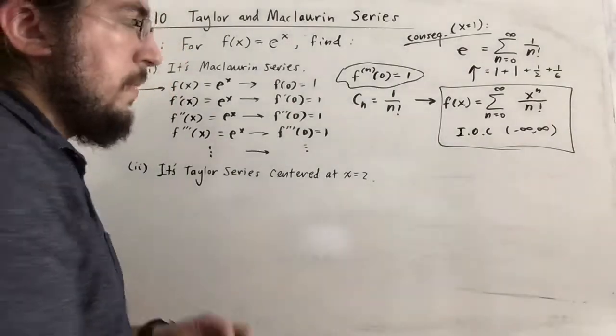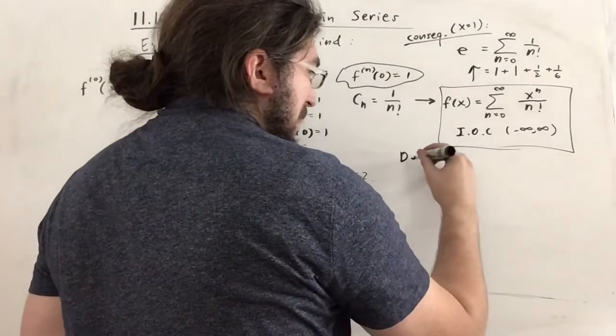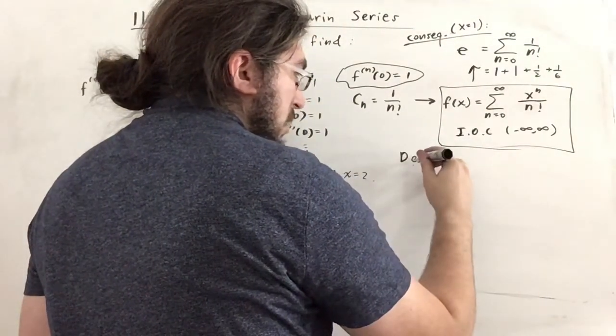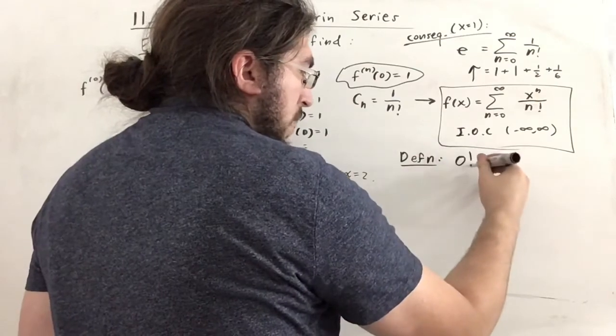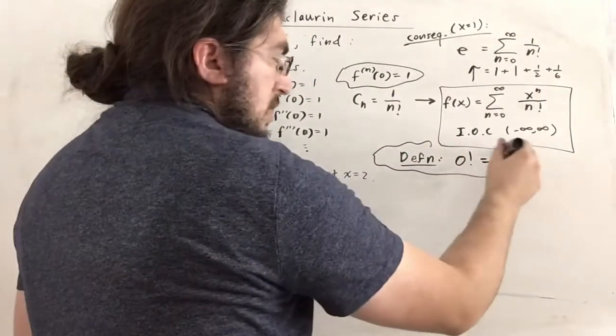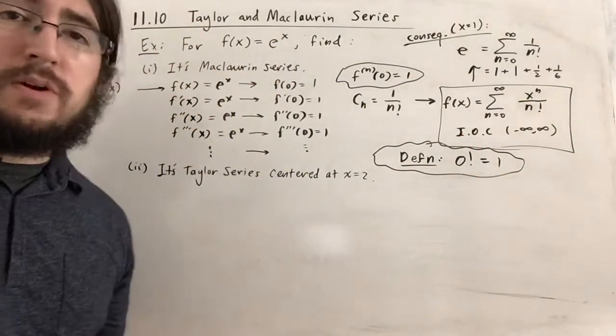So just let me note that somewhere. This is more of a definition than anything, but there is actually motivation as to why this happens. We're going to define 0 factorial to be equal to 1. Maybe not the best place to write it, and I probably should have written it earlier on.